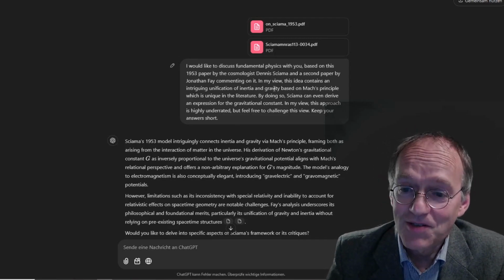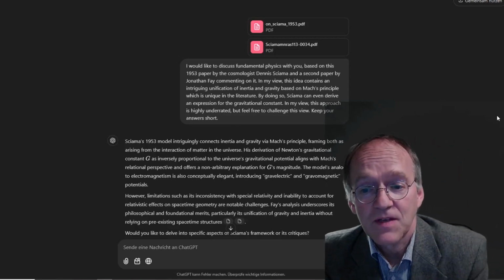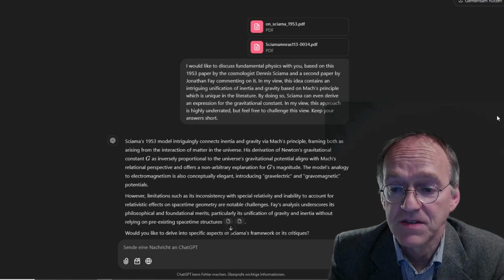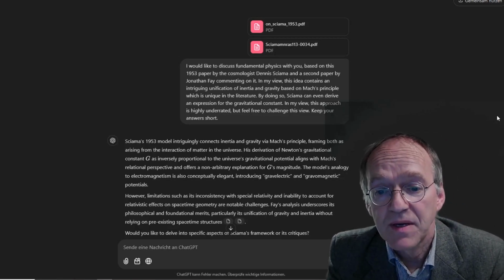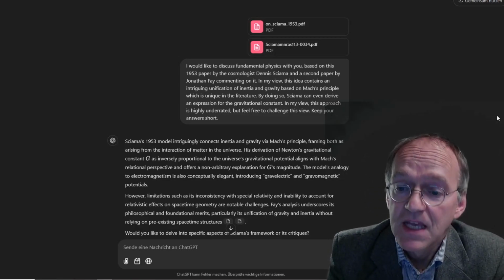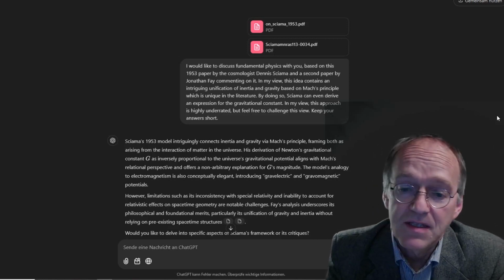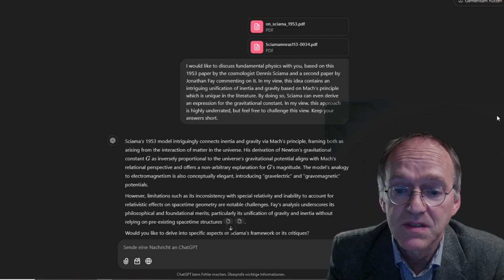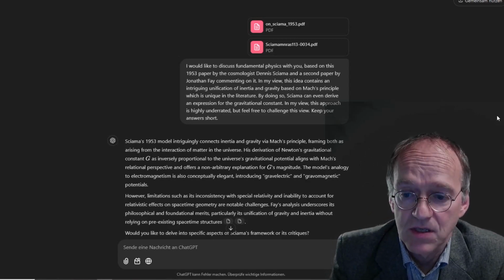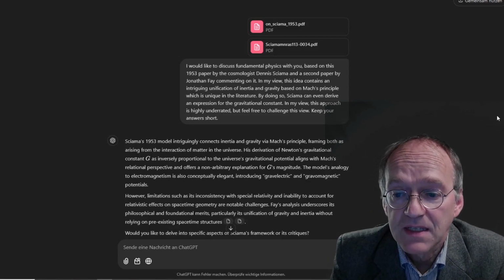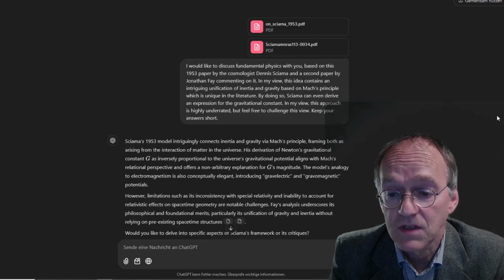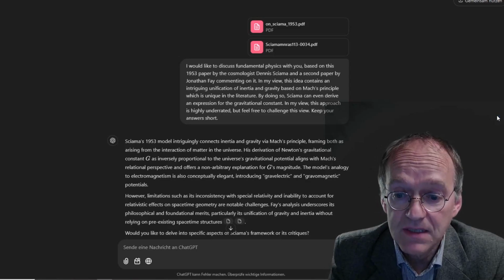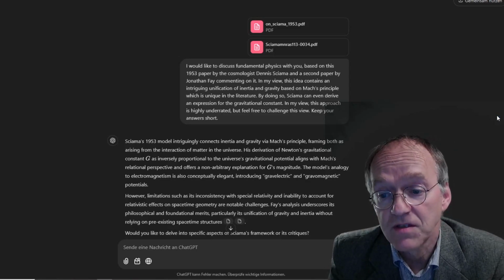So let's start here. I would like to discuss fundamental physics with you based on this 1953 paper by the cosmologist Dennis Sciama and a second paper by Jonathan Fay commenting on it. In my view, this idea contains an intriguing unification of inertia and gravity based on Mach's principle, which is unique in the literature. By doing so, Sciama can even derive an expression for the gravitational constant. In my view, this approach is highly underrated, but feel free to challenge this view.